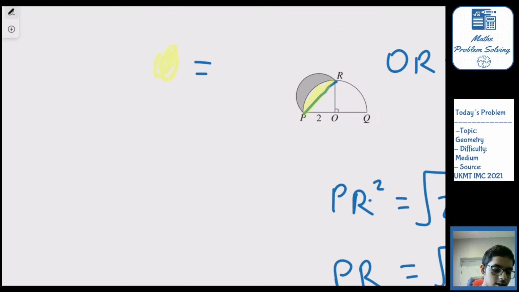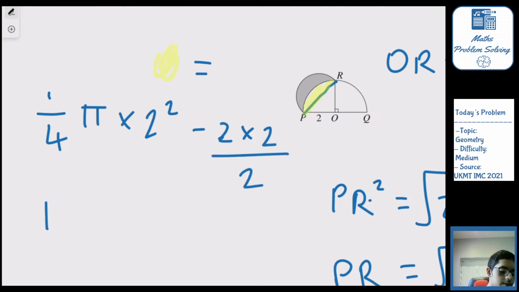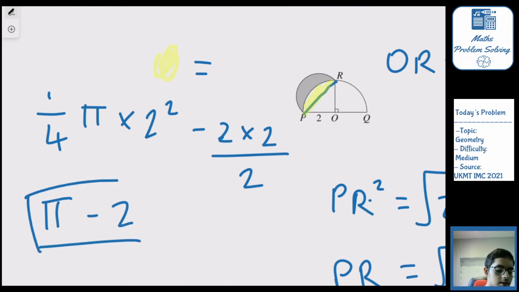So the yellow section basically equals a quarter of the circle, so a quarter of pi r squared, pi times 2 squared, minus the area of triangle PRO, that right angle. So 2 times 2 divided by 2. So this just equals pi minus 2. So now we have a term for the yellow area.